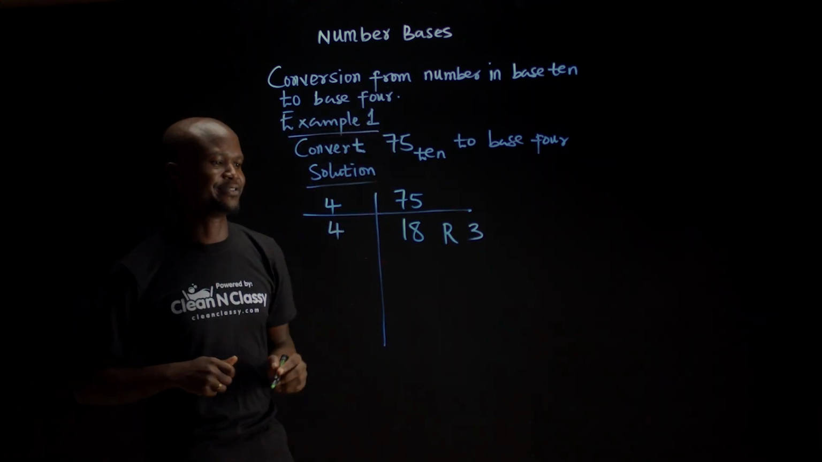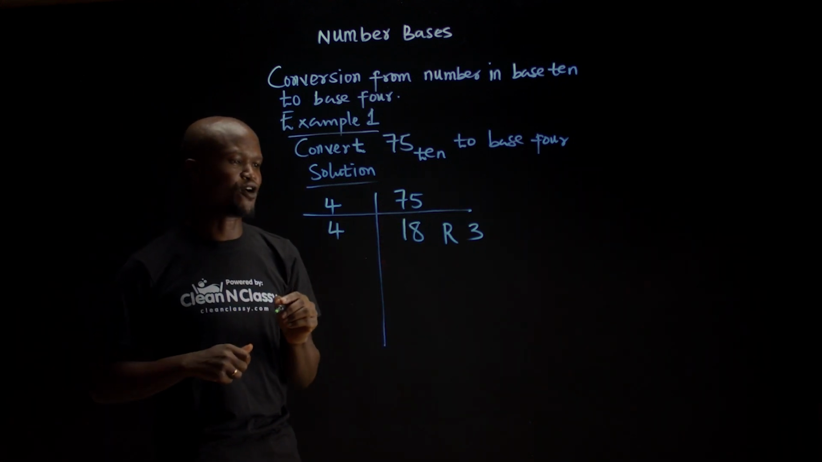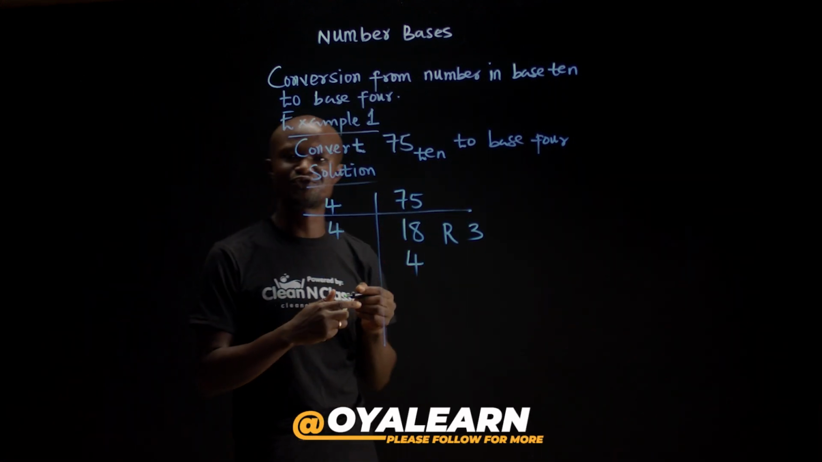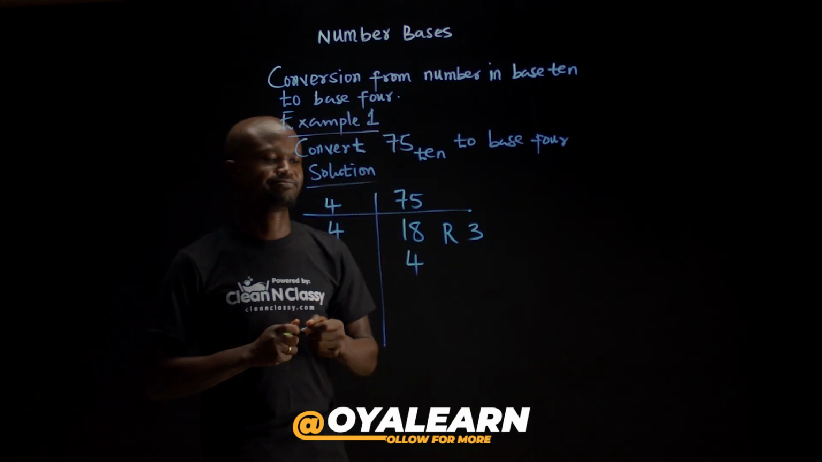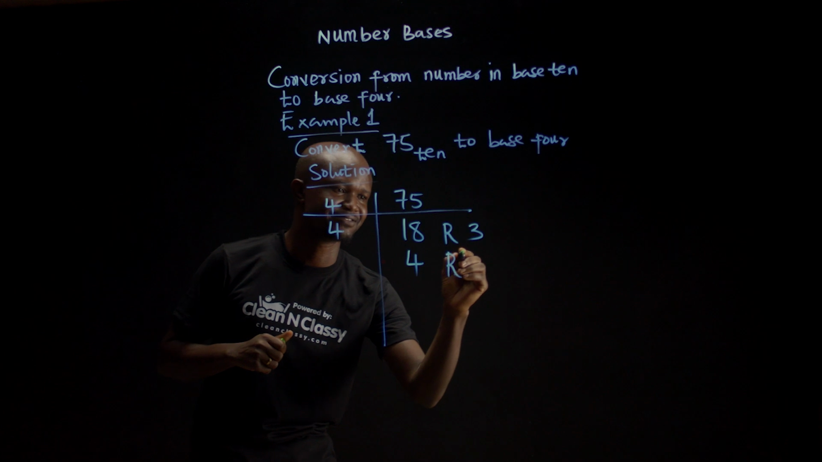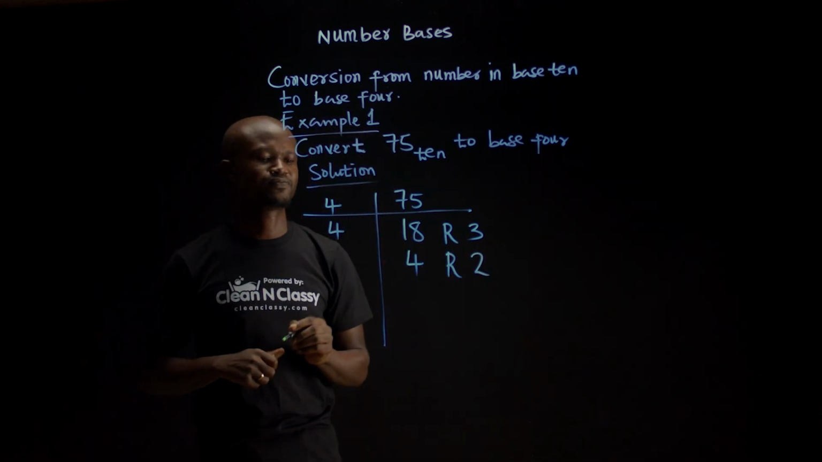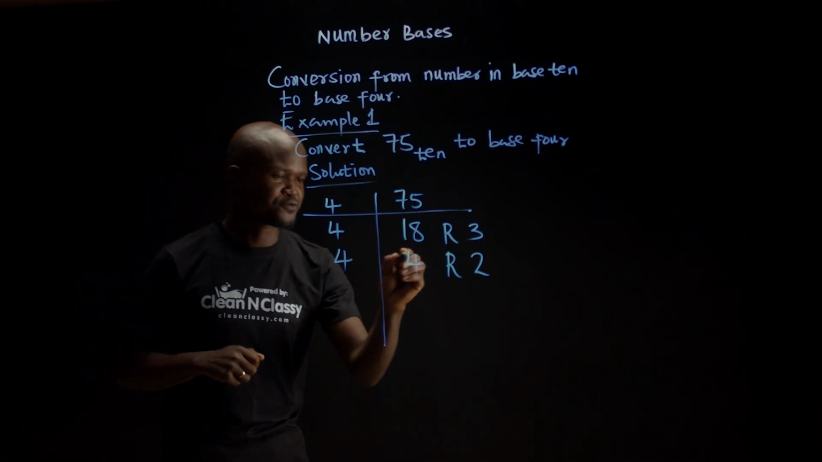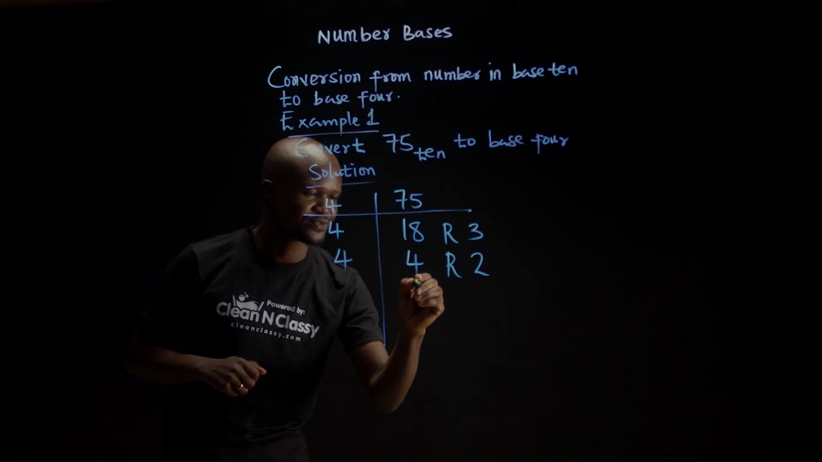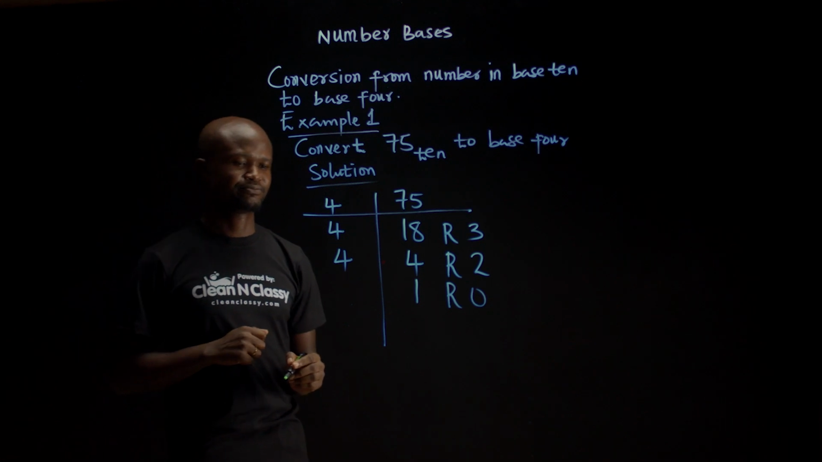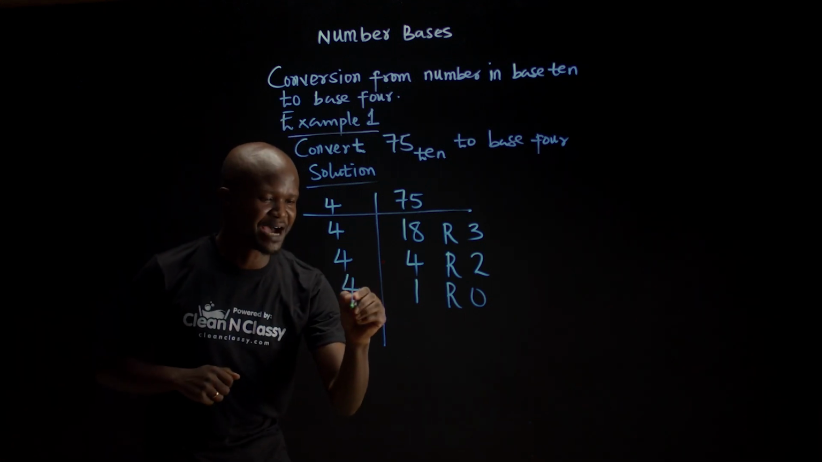Now we use 4 again. 18 divided by 4. What do we have? That is 4, because 4 times 4 is what? 16. So the remainder is going to be what? If you take away 16 from 18, that's 2. Now we convert again. Divide by 4. 4 divided by 4. What do we have? 1. Remainder what? 0.